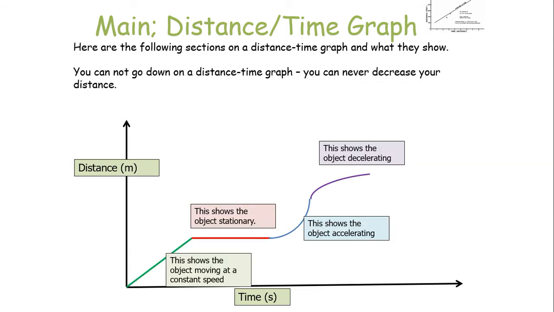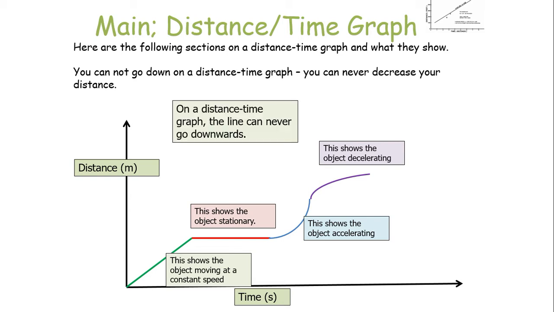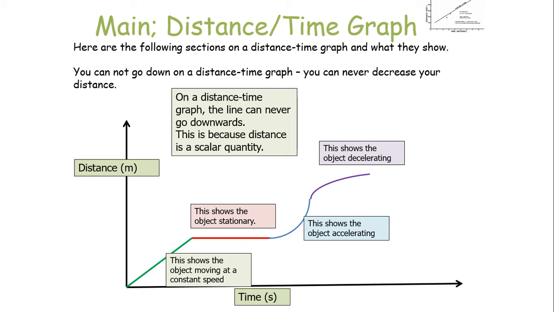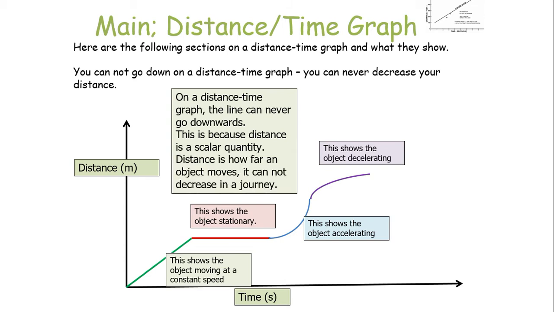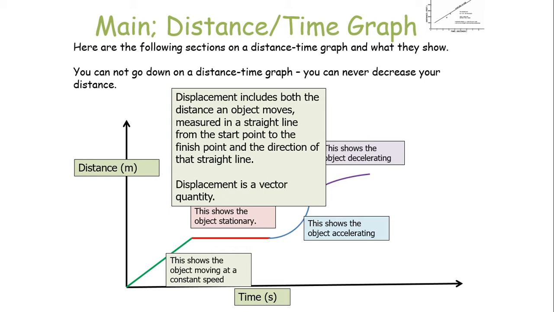Now here are the following sections on a distance time graph. If it's a straight line going upwards, it's an object moving at constant speed. If it's a flat line, it's stationary. If the line is curving upwards, it's accelerating, and if the line is curving downwards, it's decelerating. On a distance time graph, the line can never go downwards, because distance can only ever go upwards because it's a scalar quantity, so it can't be a minus. So distance is how far an object moves, it can't decrease in the journey.